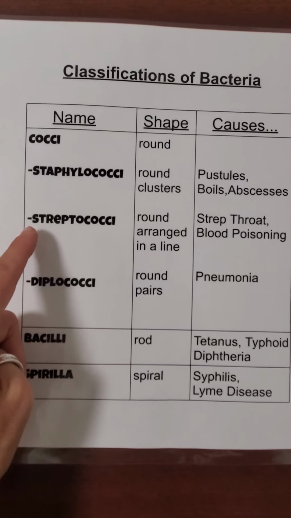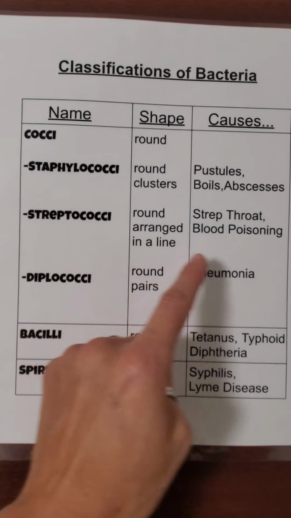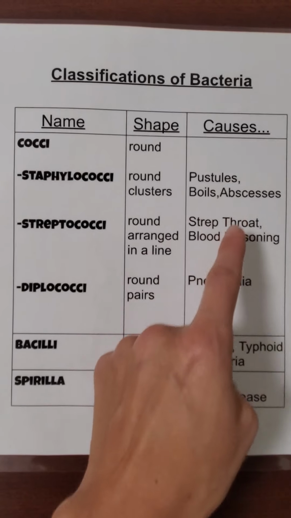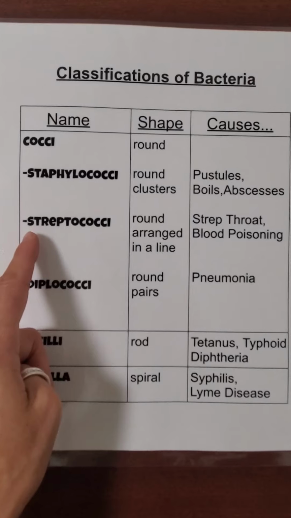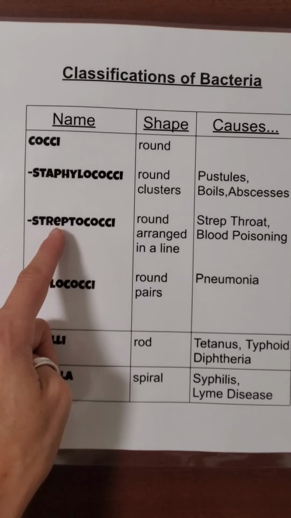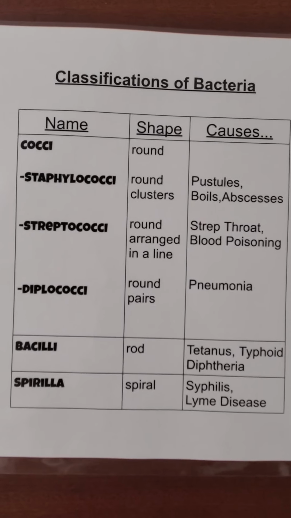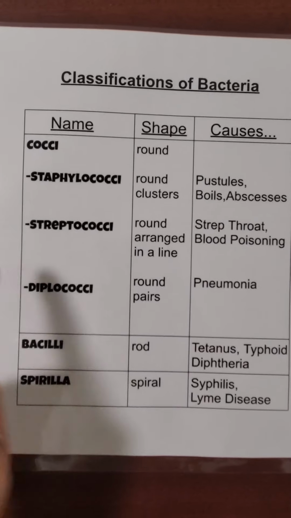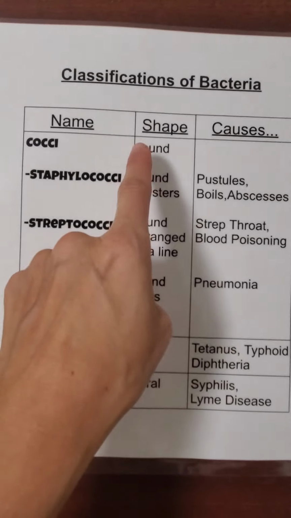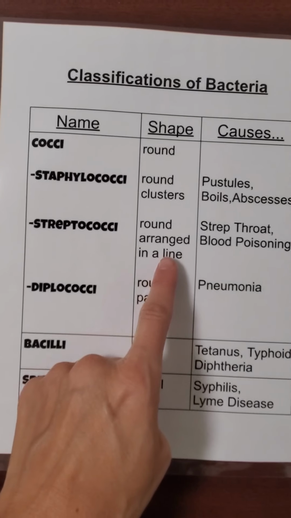My second hint is streptococci. Streptococci, I want you to think of strep throat, which is actually one of the causes of this bacteria. And when you think of strep throat, think of the throat being kind of arranged in like a line, which is what this shape forms. It is round, forming a line.